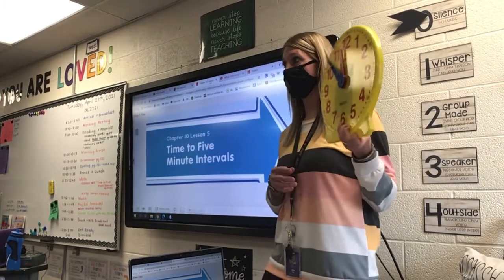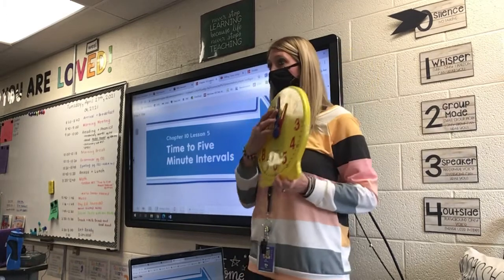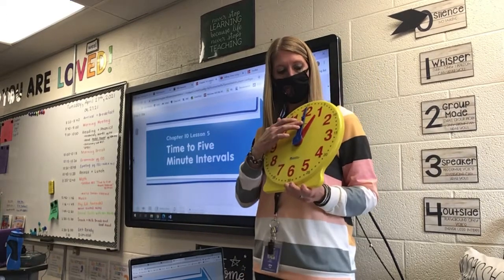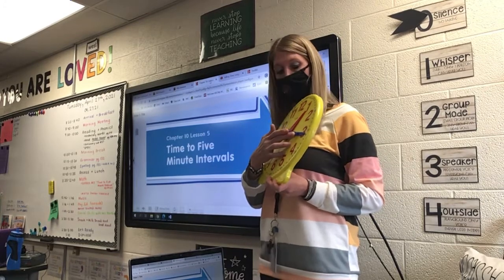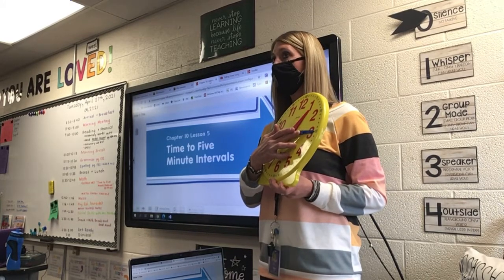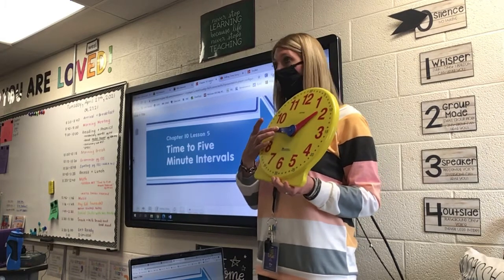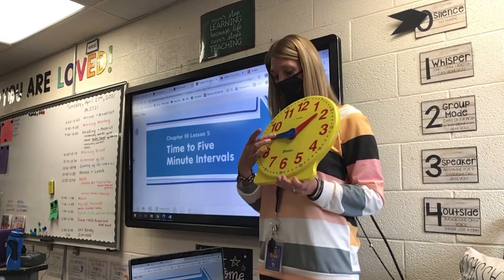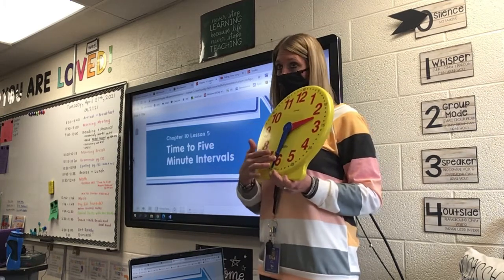So we have learned how to tell time on the hour, which is o'clock. We learned how to tell time to the fourth or quarter hour, which is a quarter after. We've learned a quarter to, or until, or till. And we've also learned how to tell time to the half hour.